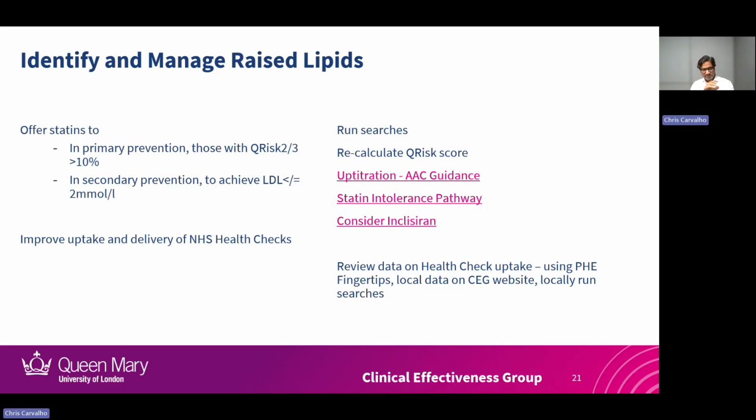So on the other part of the raised lipids, there's the ask to improve the uptake and delivery of the NHS health checks. So we've mentioned the templates and where there is a local spec for NHS health checks. But the important thing here is to review that data, either using the local data or using the data on PHE fingertips. And then also within your practices, within your PCNs, to run the searches and to look and case find, and look for people who are eligible, who haven't done it, and then think about how you can target that either through direct contact with patients or through some community engagement.